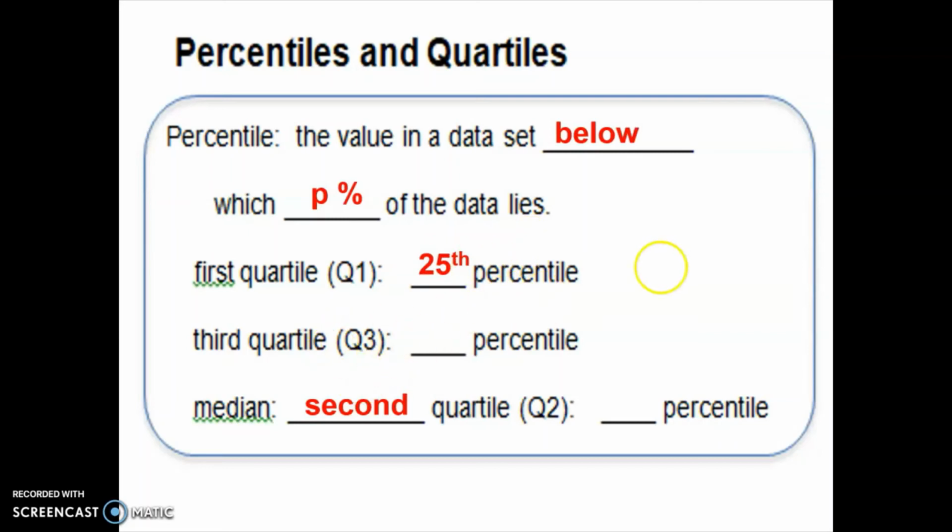How about the third quartile? Which percentile is Q3? Well, it is the 75th, because at Q3, remember, 25% of the data is above and 75% of the data is below. So 75th percentile. And the median is known as the second quartile, or Q2. It is the 50th percentile. Half the data is below it.